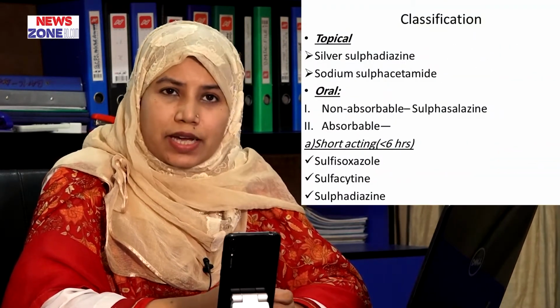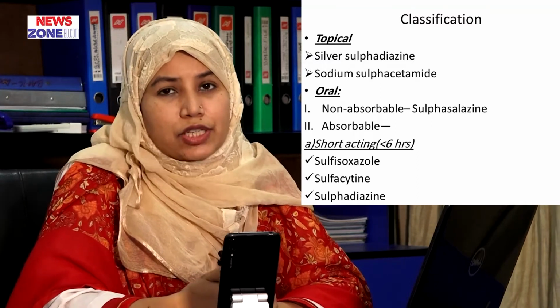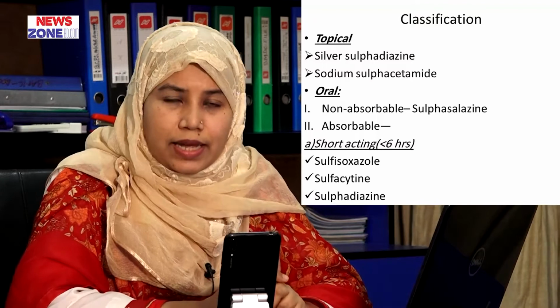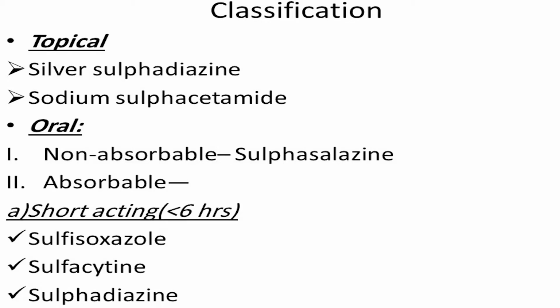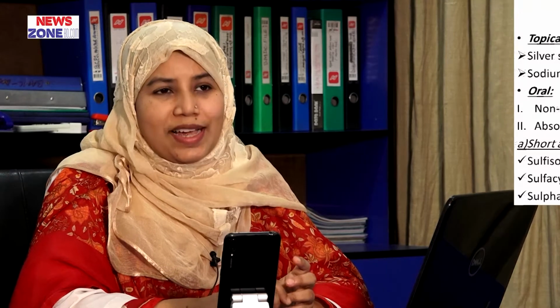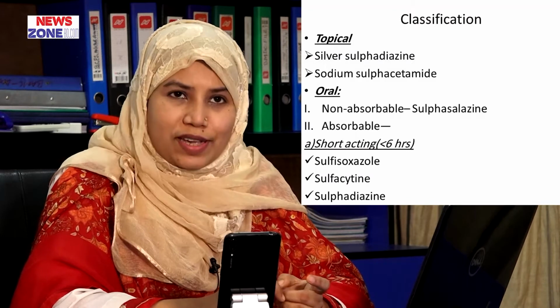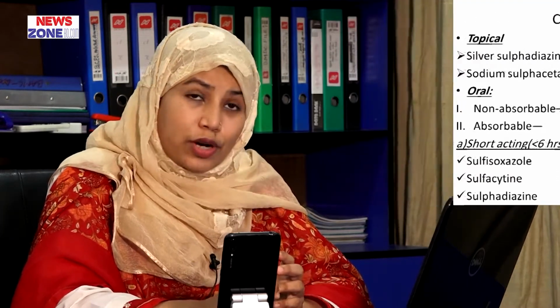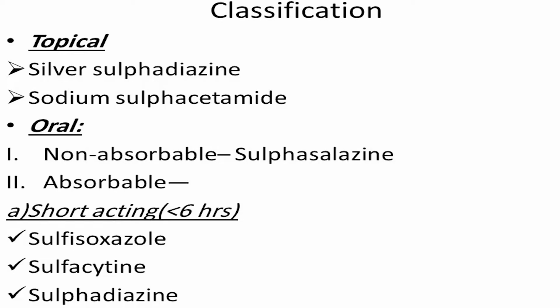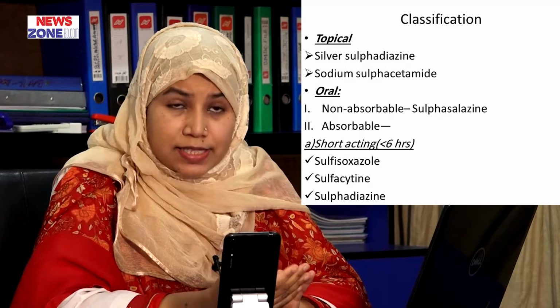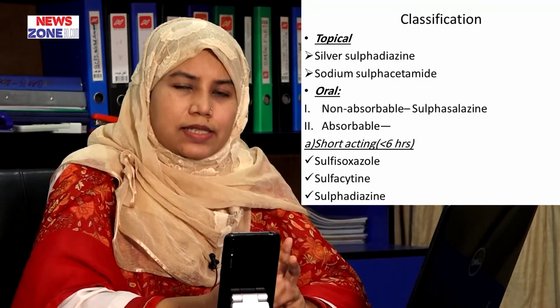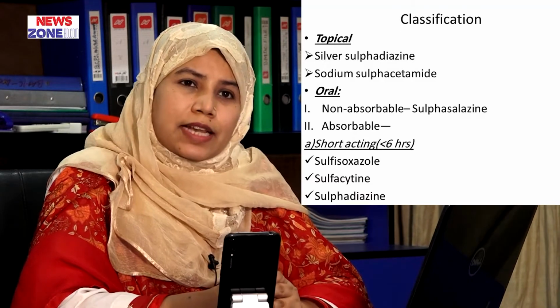Then I have to tell you about the oral type of antibacterial. The oral type of drug is classified into two types. Number 1, non-absorbable, and number 2, absorbable. The non-absorbable drug's name is sulfasalazine. I know that this type of drug is very hard to remember, and the names are also very confusing, but you have to memorize them for your written exam. It is used in different types of GIT problems, like ulcerative colitis, irritable bowel syndrome, enterocolitis, Crohn's disease, celiac disease, etc.